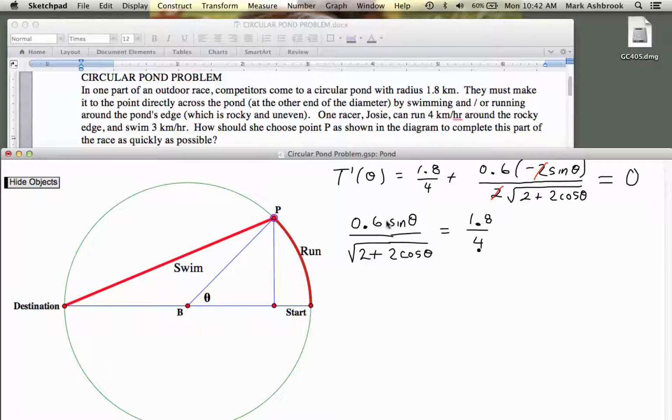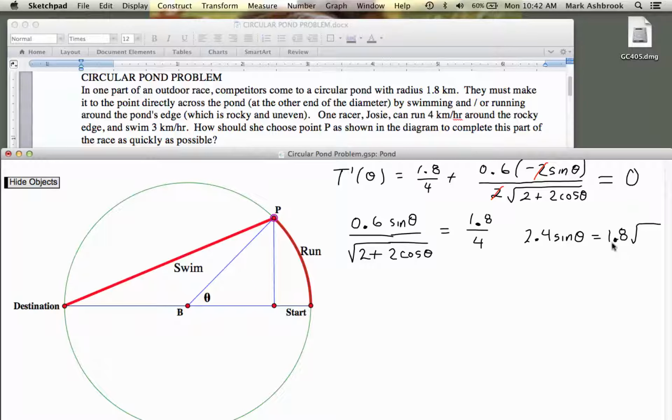Okay, and then to get rid of these fractions, let's cross multiply. 2.4 sine theta equals 1.8 times this radical expression. Okay, and then let's make our numbers a little easier here. Notice that this 2.4 is actually, oh no, 1.8, that's true.